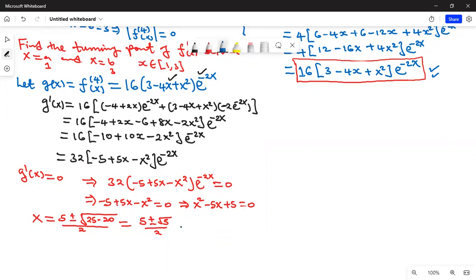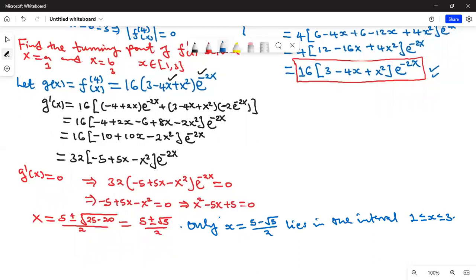So you can say only x equals 5 minus root 5 over 2 lies within the interval 1 to 3. Only x equals 5 minus root 5 over 2 lies in the interval 1 less or equal to x less or equal to 3. So that is the turning point.